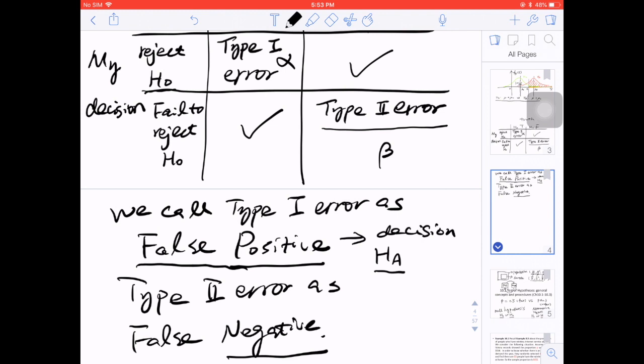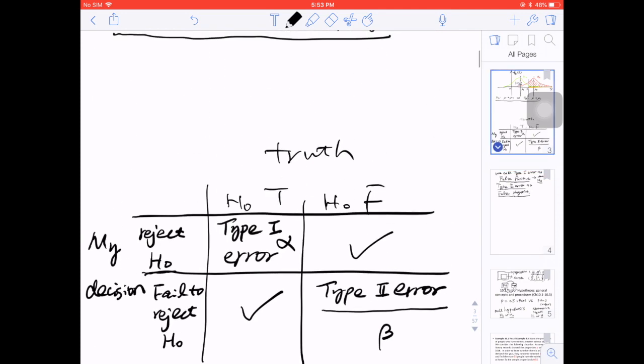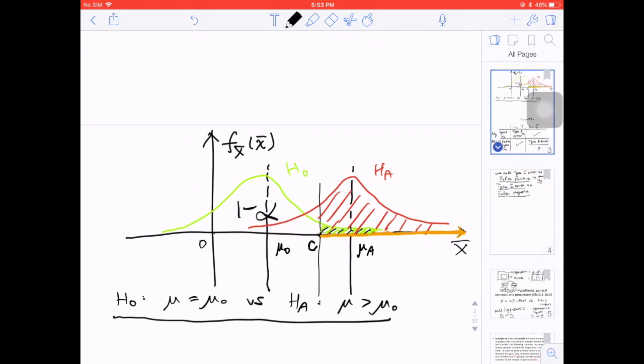And also for type 2 error, if your decision is to fail to reject the null hypothesis, which means you do not support the alternative hypothesis, we say your decision is negative. But this decision can be incorrect or correct. If it's incorrect, then you have made the type 2 error. So we call it a false negative. All right, so let's go back to this curve.